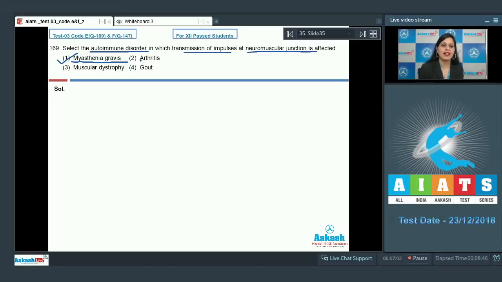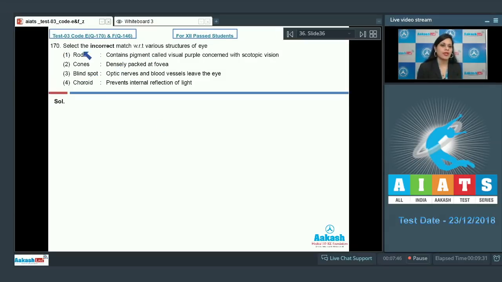The second option given is arthritis, and this is an incorrect option because arthritis is a disorder in which inflammation of joints occurs. The next option given is muscular dystrophy, and this is an incorrect option because muscular dystrophy is a genetic disorder in which protein dystrophin is not formed. The next option given is gout, and this is also an incorrect option because gout is a type of arthritis in which inflammation of joints occurs due to the accumulation of uric acid crystals. So the correct answer to this question is option number 1. Let's discuss the next question.